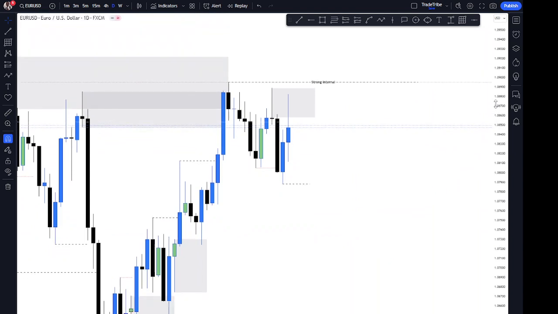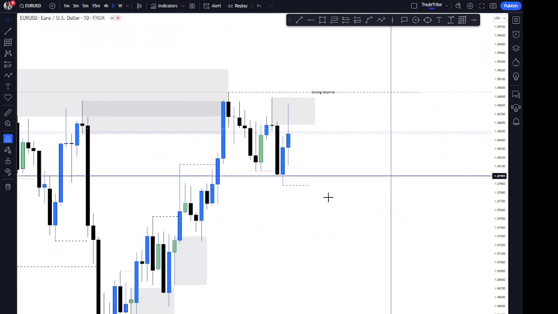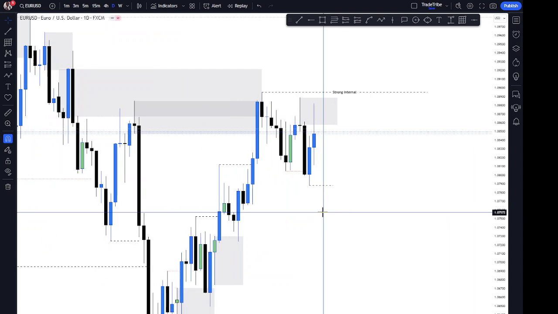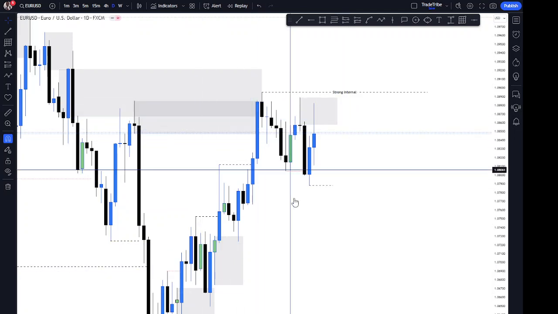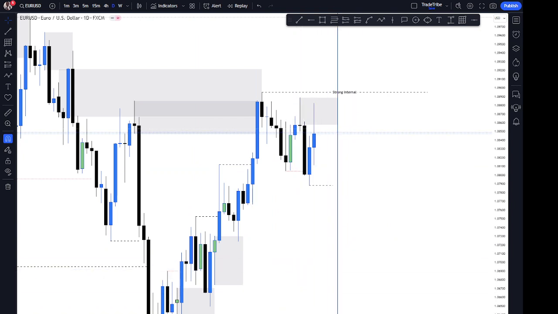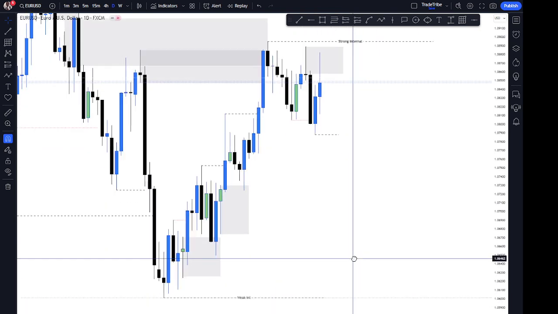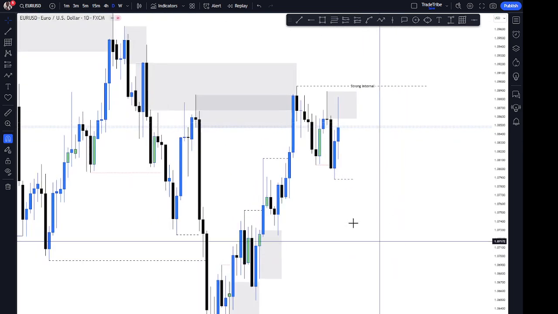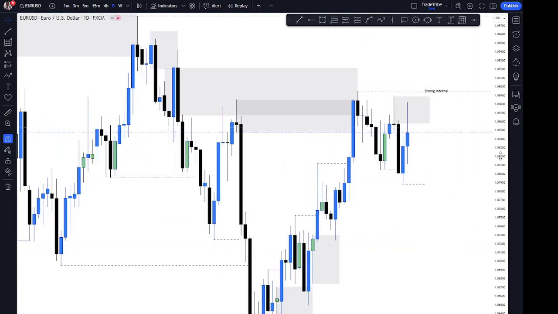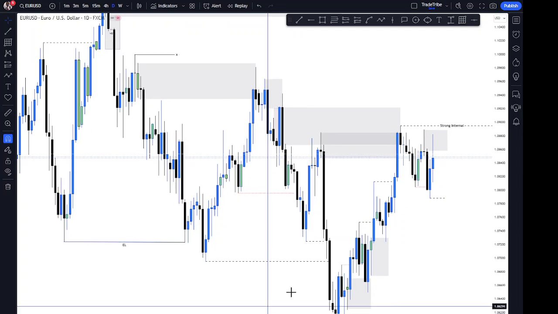After every break of structure, swing break of structure, we have a pullback. Same case in every strong internal and weak internal formation, we have a pullback to facilitate the next move or something like that. Yeah, so that's it on daily time frame. There's nothing more, nothing much.